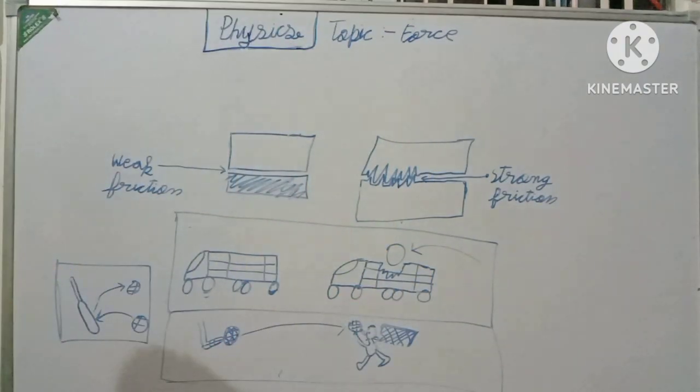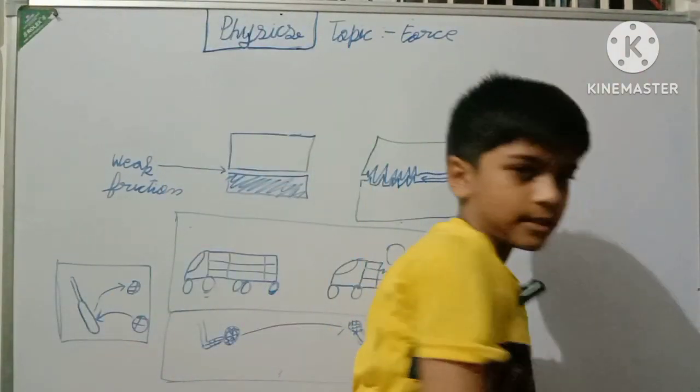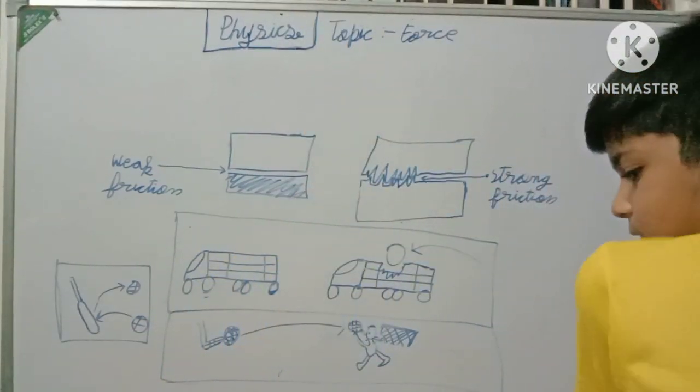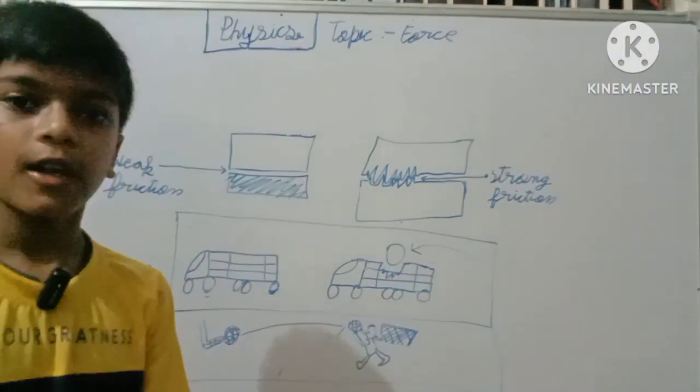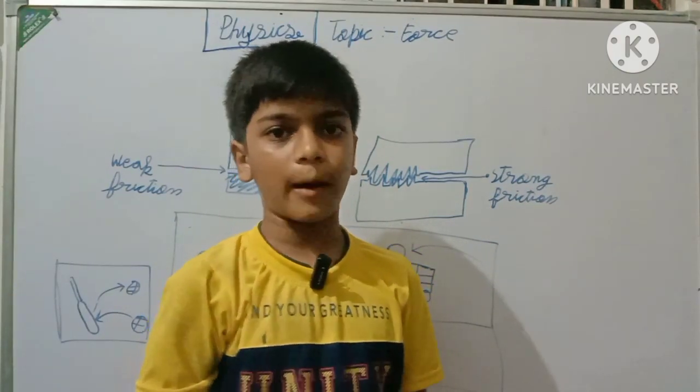Like when a bowler throws a ball, he is throwing it. That means a push. And when the batter hits the ball, it's also a push. But when we mean pull, pull is like catching the ball.